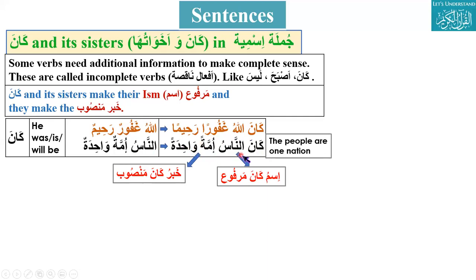When we use kana, it doesn't change the mubtada, so An-nasu stays An-nasu, but it changes the khabar to mansub. So it's going to be kana an-nasu ummatan wahidatan, and instead of ummatun wahidatun, it turns into ummatan wahidatan. Okay. So an-nasu is called ismu kana, and the khabar is called khabru kana. Very nice. Thank you very much, Brother Rida.